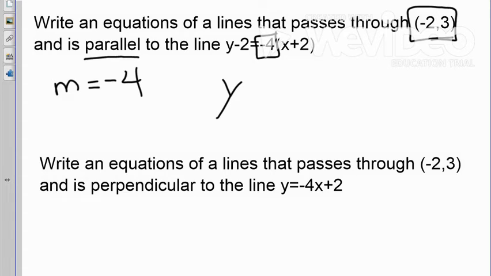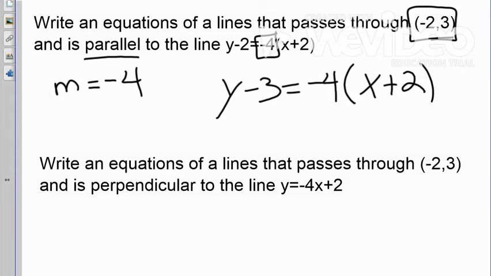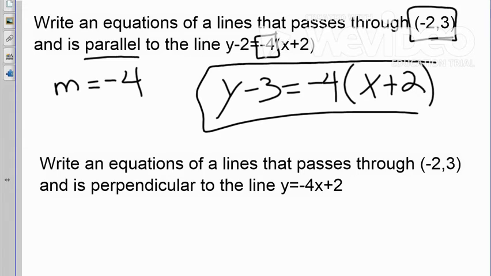So instead of y minus 2, I'm going to have my new point. So it's going to be y minus 3 is equal to negative 4, still the same slope, and then x plus 2, okay? And from that, that's really all you need to do.